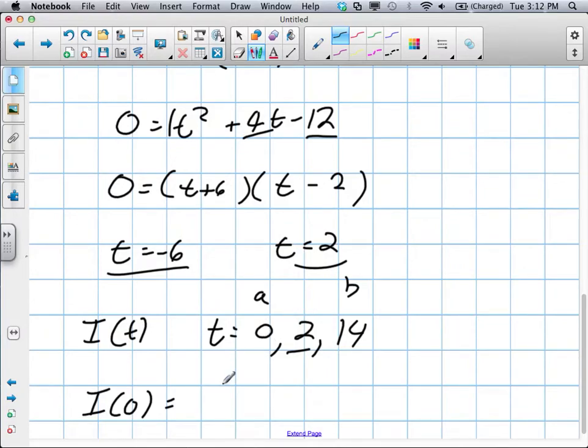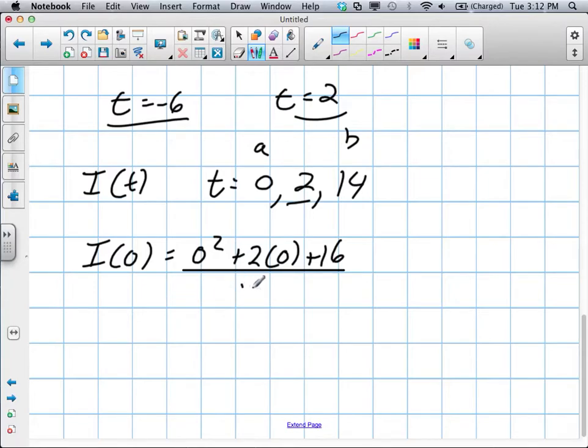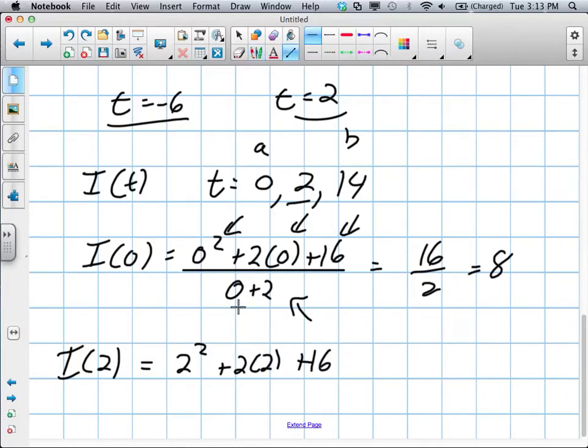The original equation was t squared, so we get 0 squared plus 2 times t, which is now 0, plus 16, all divided by t plus 2. Well, that's 0 plus 2 in this case. This is going to give us 0, 0, 16 over 2. Exactly. 16 over 2 equals 8. I at 2, same idea. 2 squared plus 2 times 2 plus 16 divided by 2 plus 2.